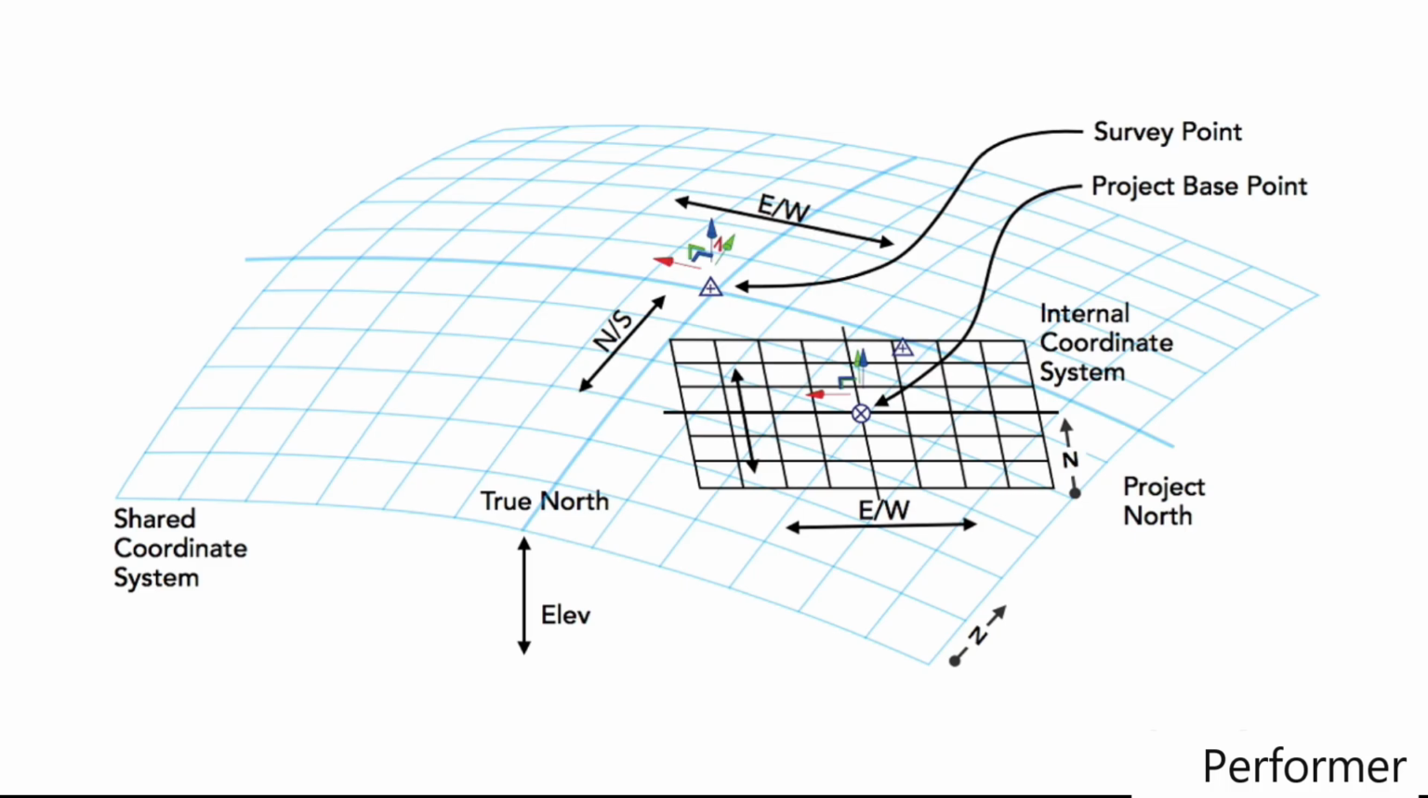And then the project has its own internal coordinate system that either aligns with and coincides with this coordinate system that we have here, or it can actually be shifted and rotated from that. And so here I'm showing it shifted and rotated just for contrast, but it has its own project north and its own project orientation X, Y, and Z as related back to the original grid.